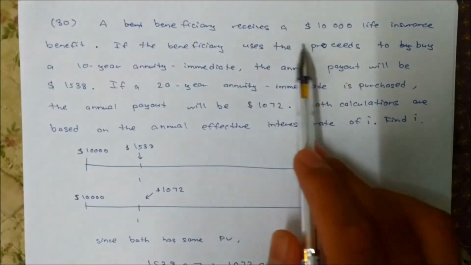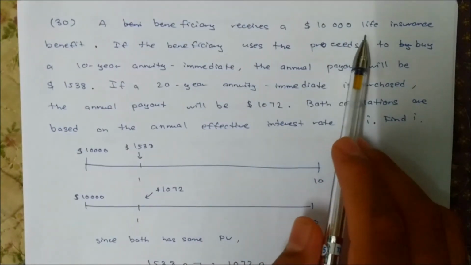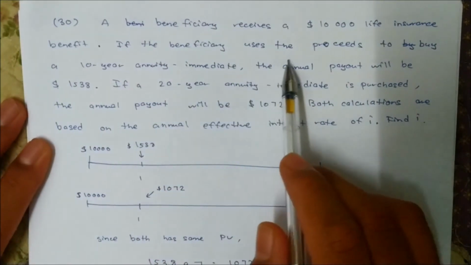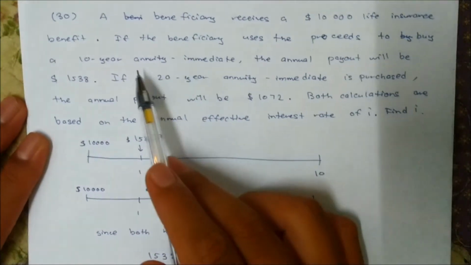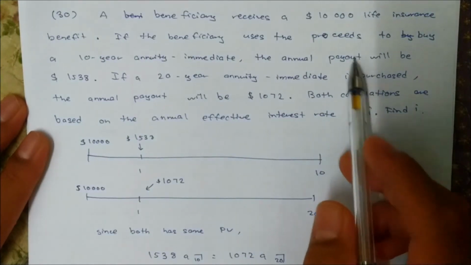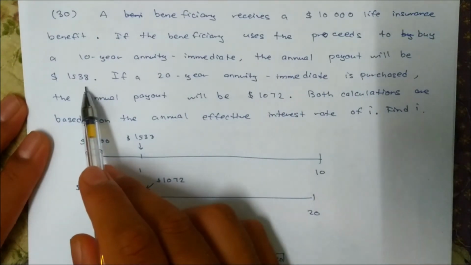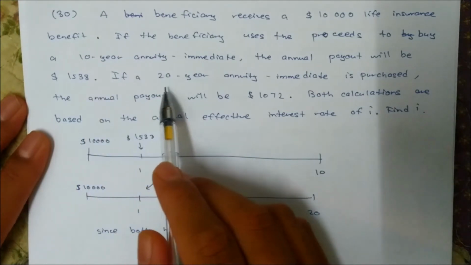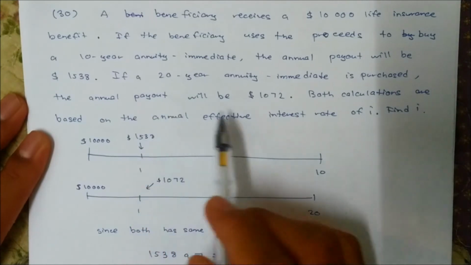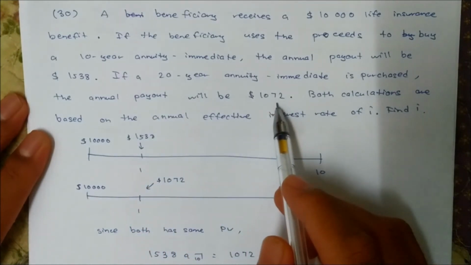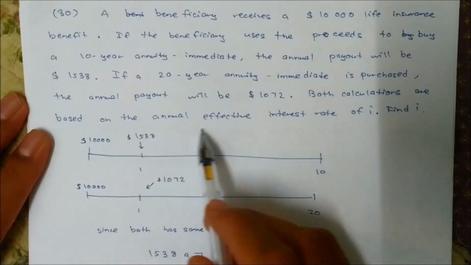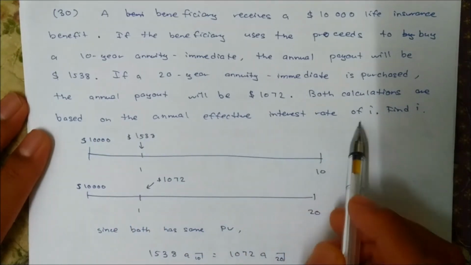A beneficiary receives a $10,000 life insurance benefit. If the beneficiary uses the proceeds to buy a 10-year annuity immediate, the annual payout will be $1,538. If a 20-year annuity immediate is purchased, the annual payout will be $1,072. Both calculations are based on the annual effective interest rate of I.